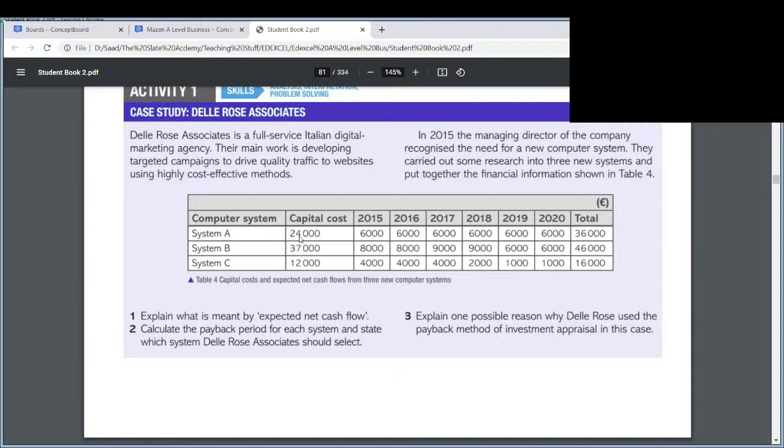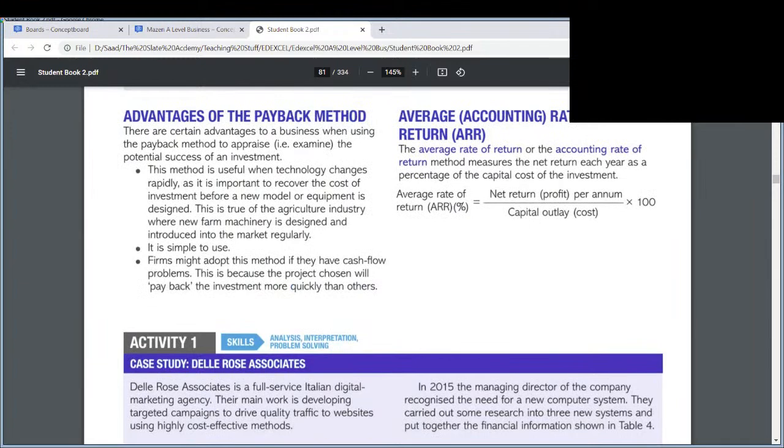So your net profit is 12,000: 36 minus 24. Your net profit is the total money that you made minus the initial investment that you had to make, the starting one. So 12,000 divided by 24,000 is what? That would be your average rate of return.